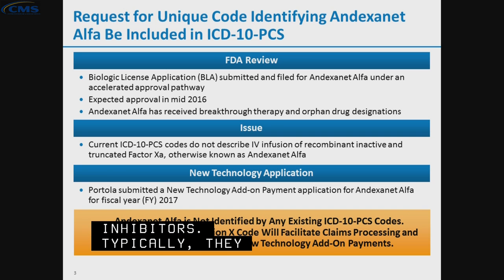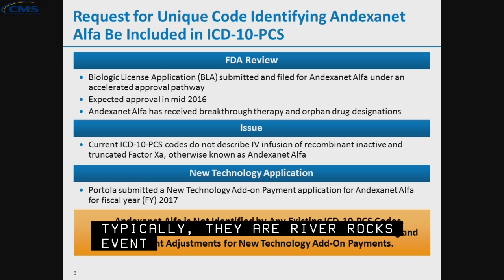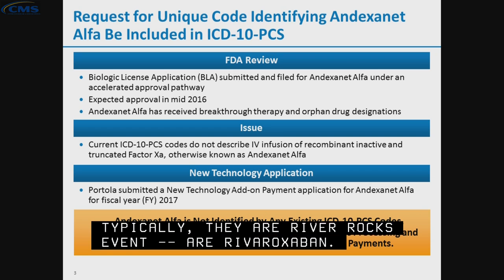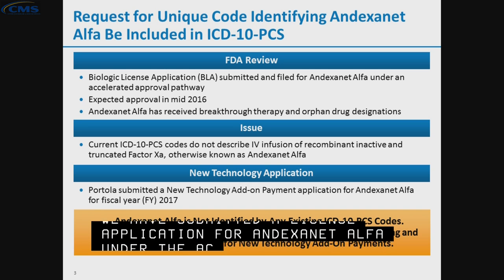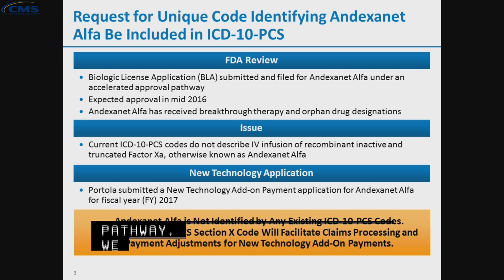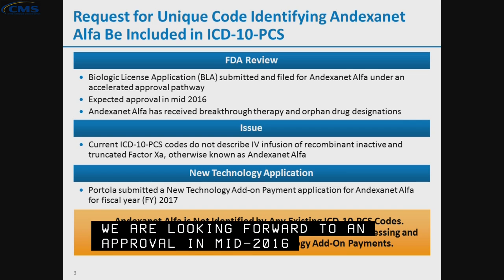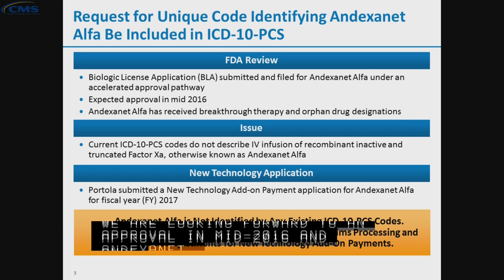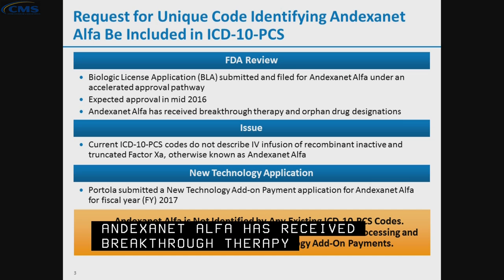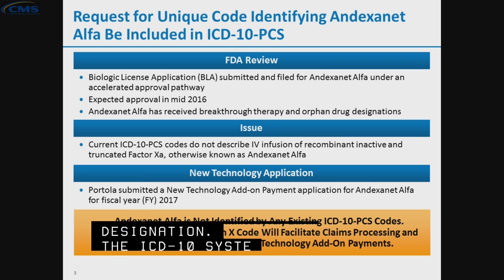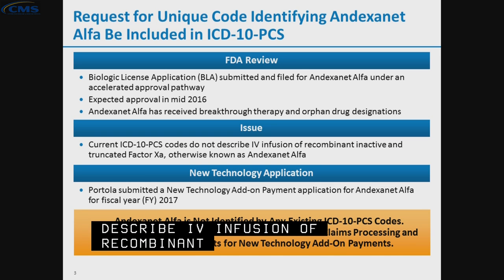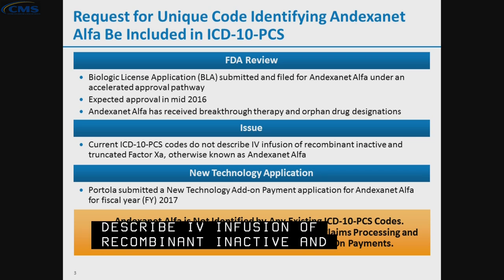So it's a request for a unique code in the ICD-10 system. As a background, we have submitted a biologic license application for Andexanet Alfa under the accelerated approval pathway. We're looking forward to an approval in mid-2016, and Andexanet Alfa has received breakthrough therapy designation as well as orphan drug designation. The current issue is that the ICD-10 system does not describe IV infusion of recombinant, inactive, and truncated factor 10A, otherwise known as Andexanet Alfa.